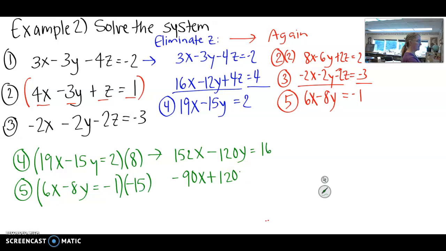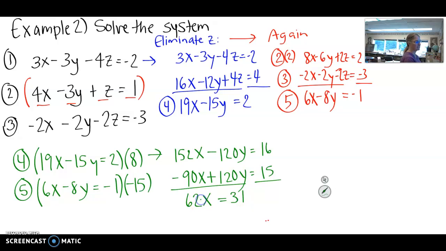8 times negative 15, y, and then negative 1 times negative 15 is positive 15. Okay, so 152 minus 90, when I combine those coefficients, I get 62x. My y's drop out, and this is equal to 31.